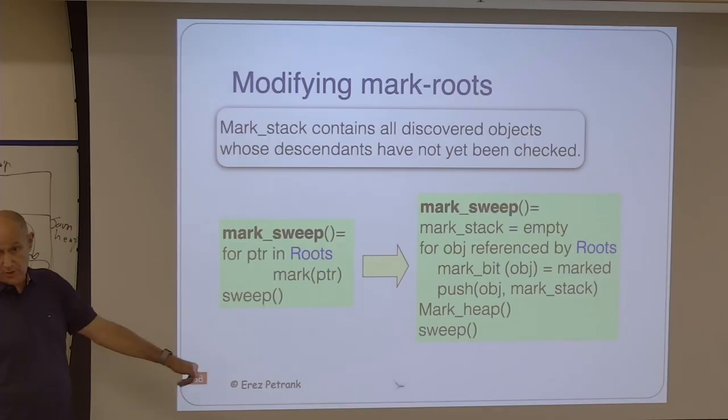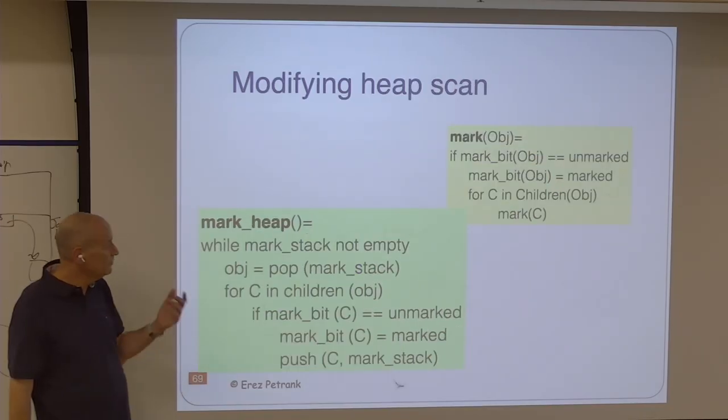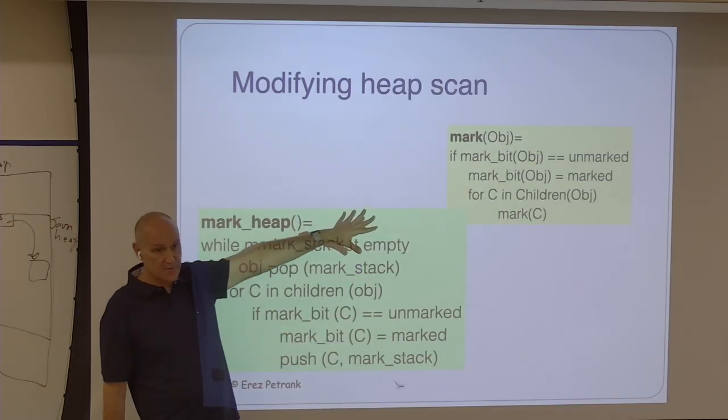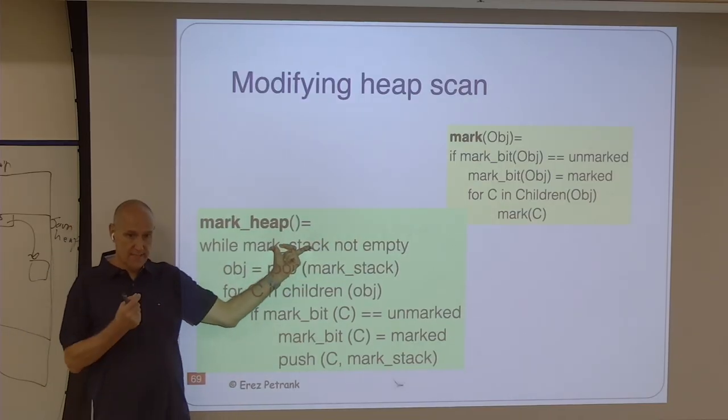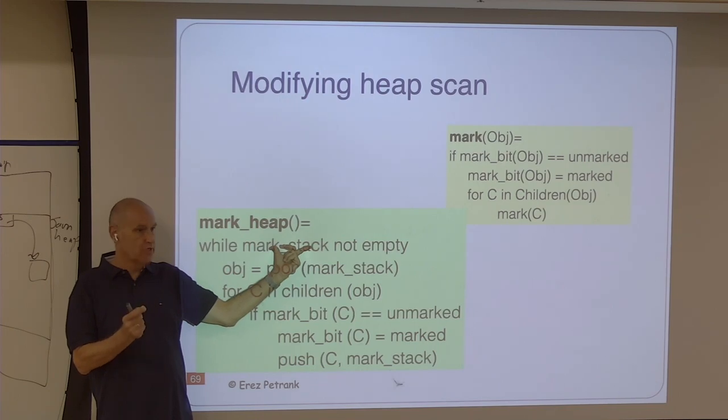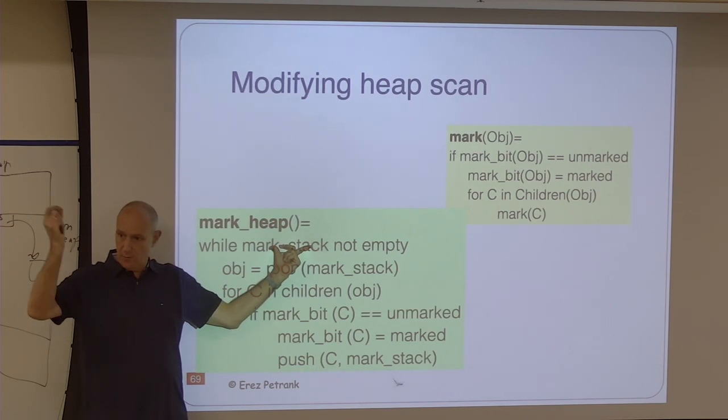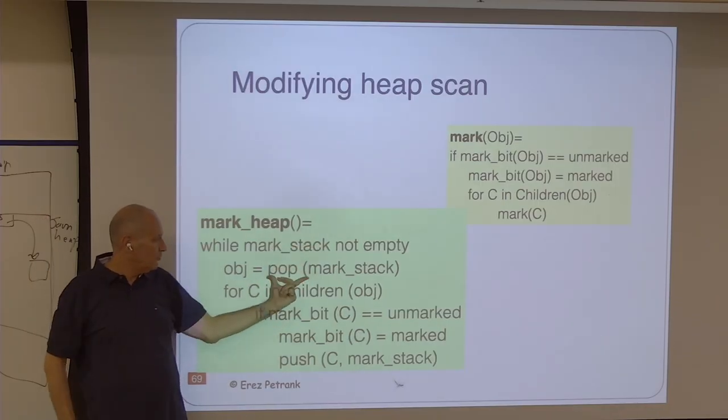Okay, and then I will do the sweep. So how does mark heap look? Instead of this recursive thing, what I'm going to do is look at my stack. If it has pointers to objects that I've seen, but I haven't looked at the children, I will take one of them out and I will handle it.